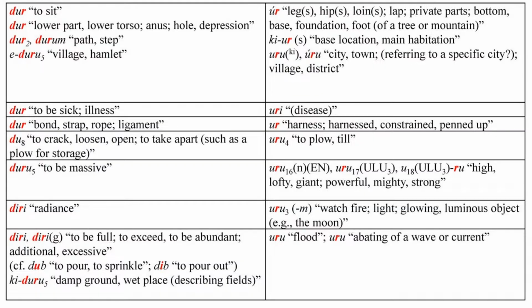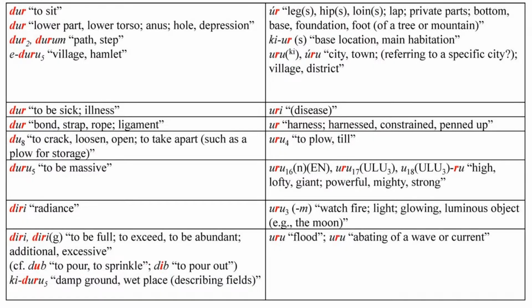And so this is what gives us Ki.duru, damp ground, wet place, describing fields, because it talks about the process of overflowing the banks and irrigation. And so it's from this process of irrigation due to an abundance of water that you get the adjective forms wet, moist, moisture, and stuff to that nature.